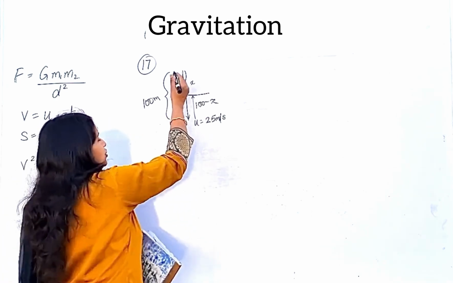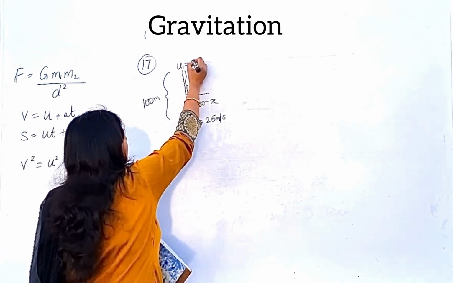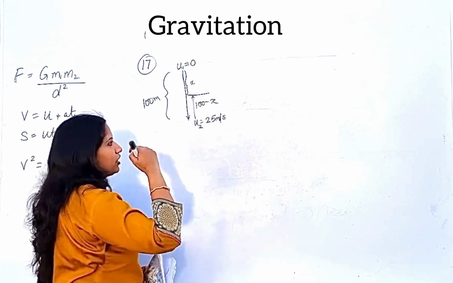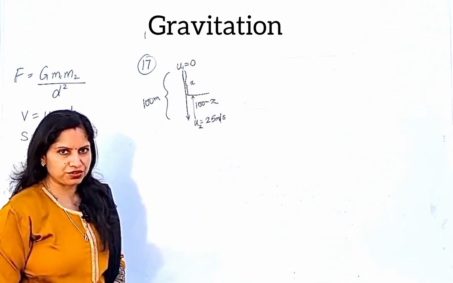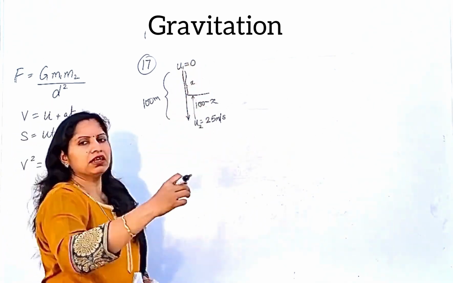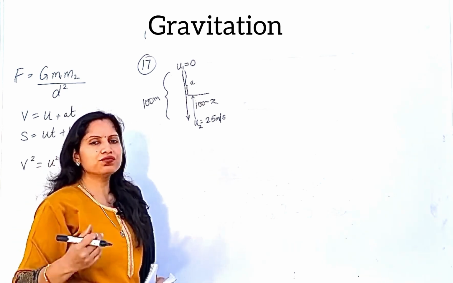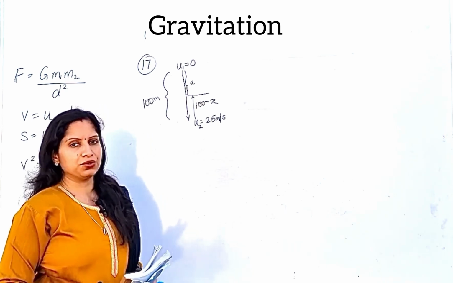Okay. What is the initial velocity of the first stone? That is 0. And second stone, it's 25 meter per second. It's given in the question. Okay. Whenever you are dropping something, the initial velocity is 0 only. So the first stone's initial velocity will be taken as 0.